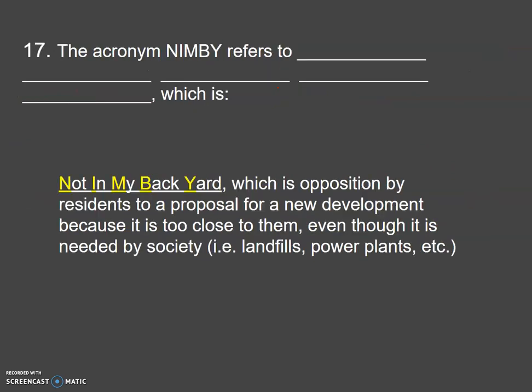And our last one, the acronym NIMBY, refers to not in my backyard, which is an opposition by residents to a proposal for a new development because it's too close to them, even though it's needed by society. Yes, we need a landfill, not in my backyard. Yes, we need a power plant, not by me. Yes, we need a sewage treatment plant, not in my backyard.